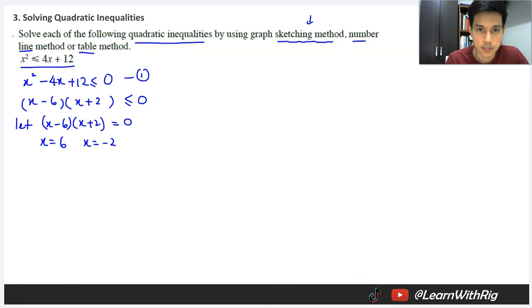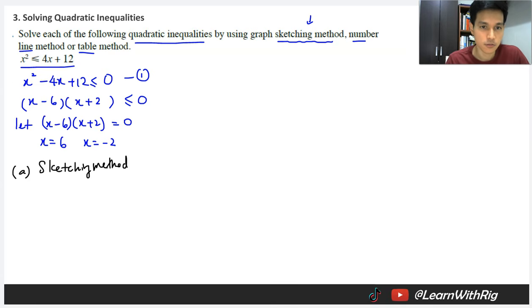Once you have gotten this, now you can start solving using either the sketching method, number line method, or table method. I'm going to do them one by one for you. Let me show you here. A, sketching method. How do you use the sketching method? Because it is positive, you see, I told you to change to positive, so since it's already positive, there's nothing to change.